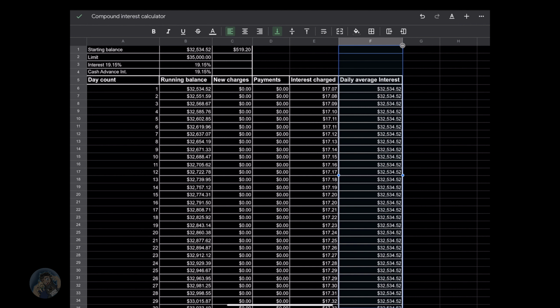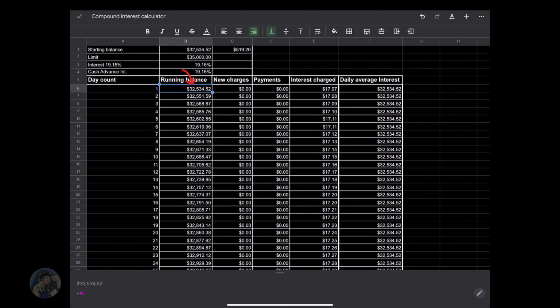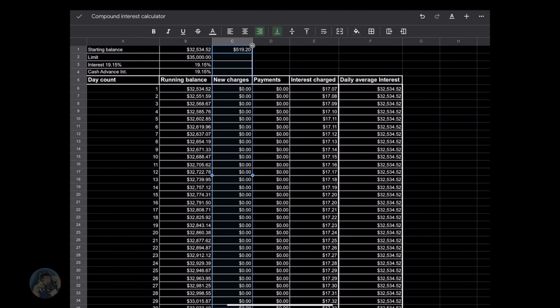So just to keep things super simple in this, we're going to assume that we start the month with our starting balance of $32,534.52. And we're not going to be adding any new charges, and we're not adding any new payments to or taking out, reducing our balance, right? We're only going to be looking at how interest is accumulated versus each one of these. And we're going to show you how the math is done on the whiteboard in the next screen.